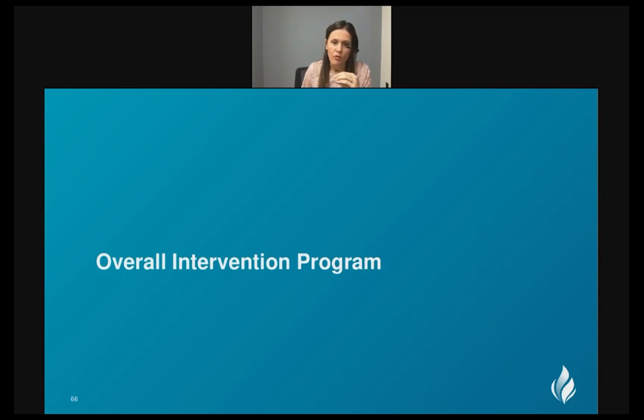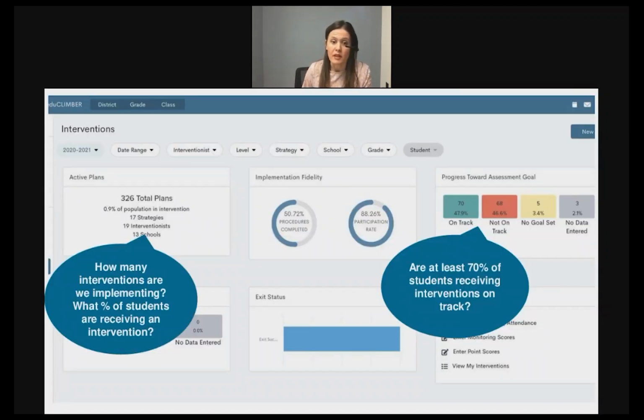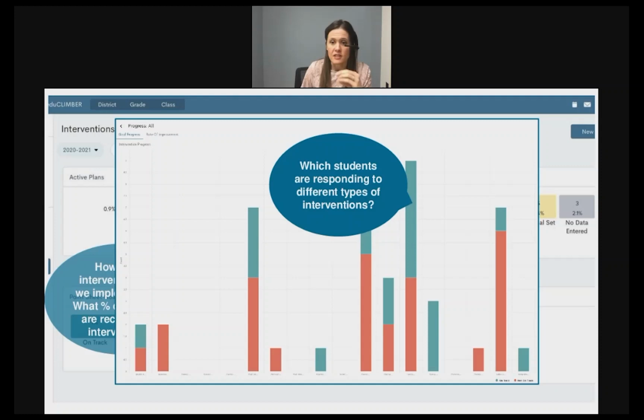When we look at the overall programs that we have in place, how many interventions are we implementing? And again, what percentage of the students are receiving that intervention? And again, are at least 70% of the students receiving interventions on track? When you're looking at a specific intervention, you can actually drill down, and making sure that you can drill down is important to see which interventions we are seeing our students responding to more often.